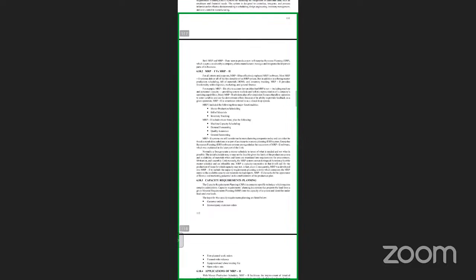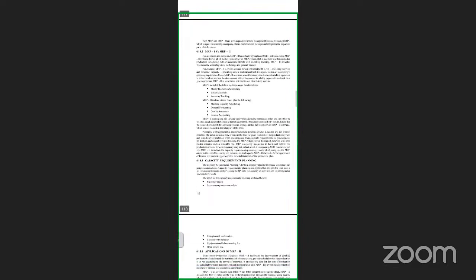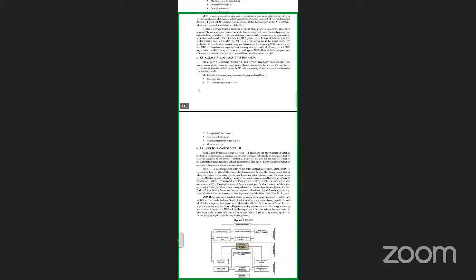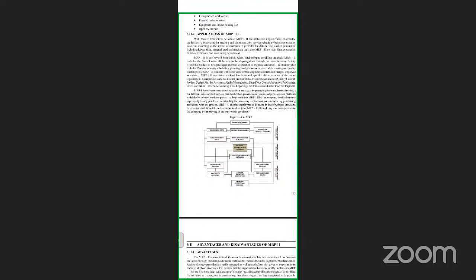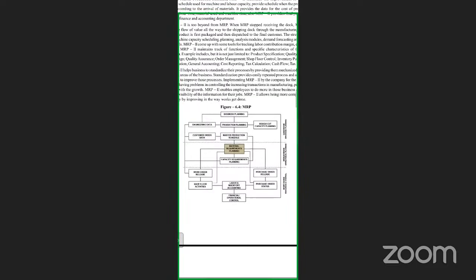Next, MRP I versus MRP II. Here the differentiation is given, covering capacity requirements planning and the application of MRP II. How it is applied, you can look at here. This is the business process, MRP, with engineering data and customer order data. It goes through the different stages: production planning, master production schedule, rough cut capacity planning, and material requirements planning.